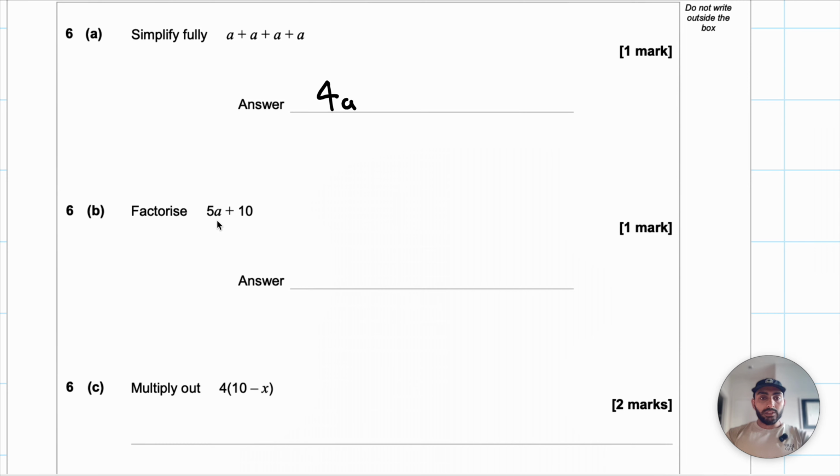Part B, factorize 5a plus 10. I'm first looking for the highest common factor of 5 and the 10. So the highest common factor of 5 and 10 is 5. So I've pulled 5 out. Is there any common factor with the letters? There's an a here, but there's no a here, so I can't pull this a out.